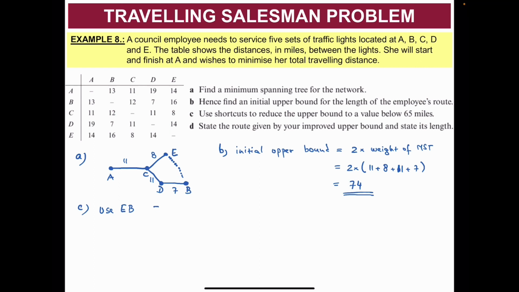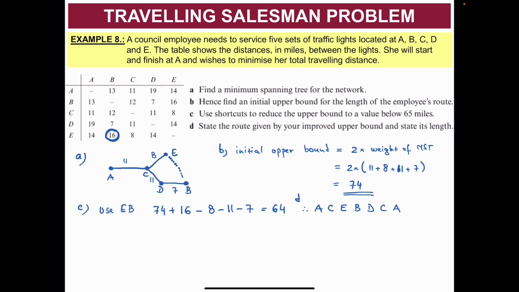So it would be 74 plus EB is 16, that's taken from here, but I am saving 8, I'm saving 11, and I'm saving 7 because I don't have to go back. So this will give me 64. And the route that I would use in this case would be A, C, E, B, D, C, and A. They told me the value should be below 65, so this would be perfectly fine.